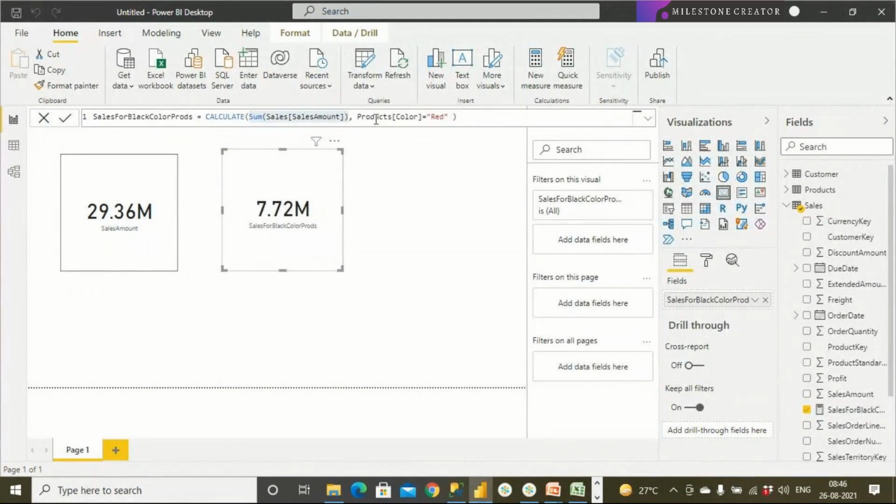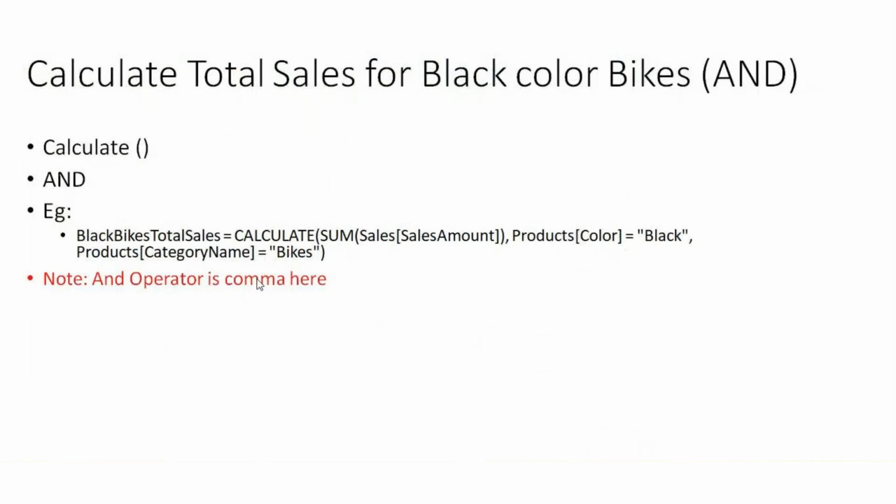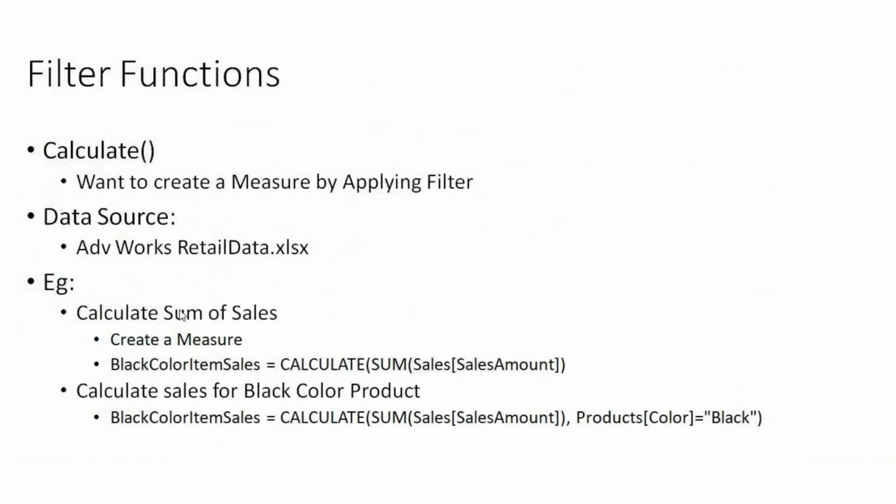Nothing else. Clear? So what is the calculate function going to be doing? It is used when you want to create a measure or want to calculate something by applying a filter dynamically. So we can apply filters everywhere, but writing a query and applying it, that is the important thing here. Clear? So what is the source of data I have taken? AdventureWorks. If you don't put the filter here, will it give you any error? No, no error. But it did not give you proper data. This is what I have written first, but later I have added this part. Clear? So calculate sales for the black color product.